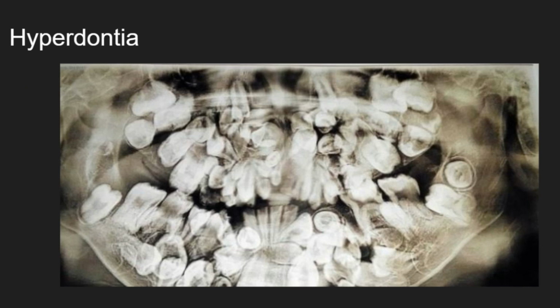Hyperdontia is a condition that causes too many teeth to grow in your mouth. As you can see, this mouth is full of teeth, and they will grow anywhere that there is a curved area where teeth are able to attach to the jaw. Some cases of hyperdontia don't need to have these teeth removed if they're not causing any issues, but there are other cases where it is quite extreme and these teeth will need to be surgically removed.